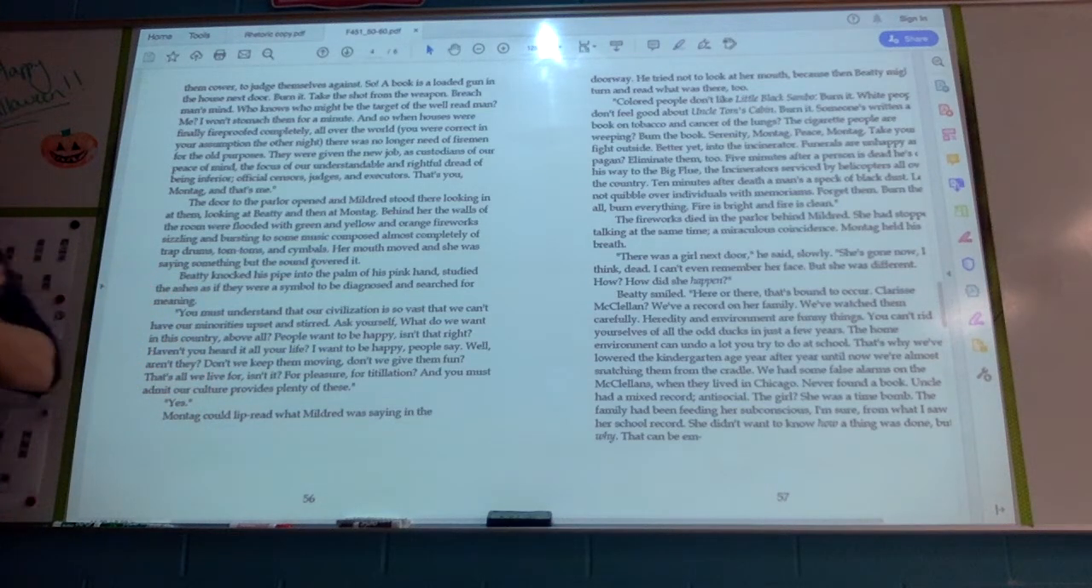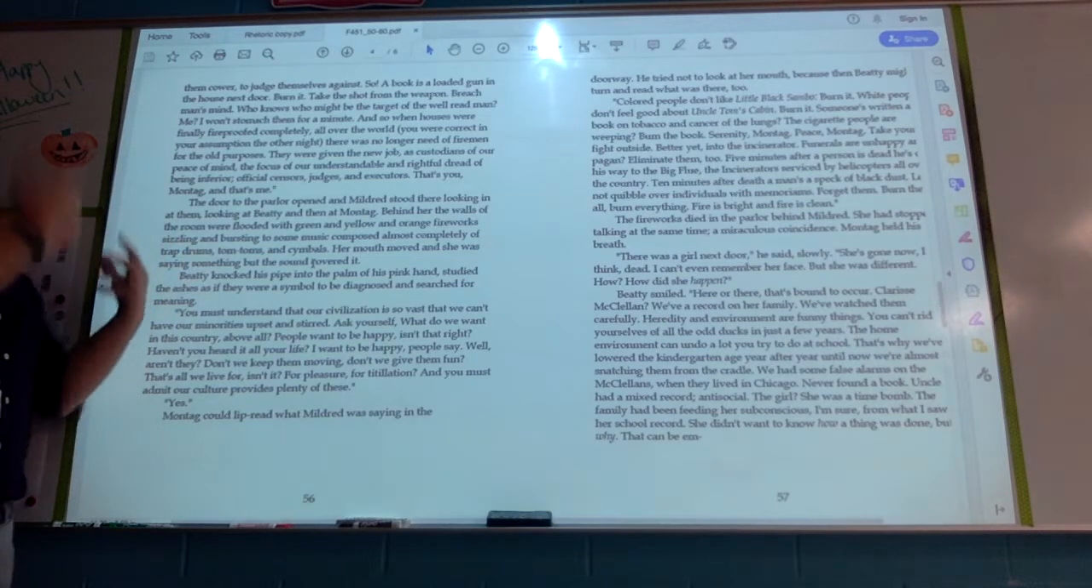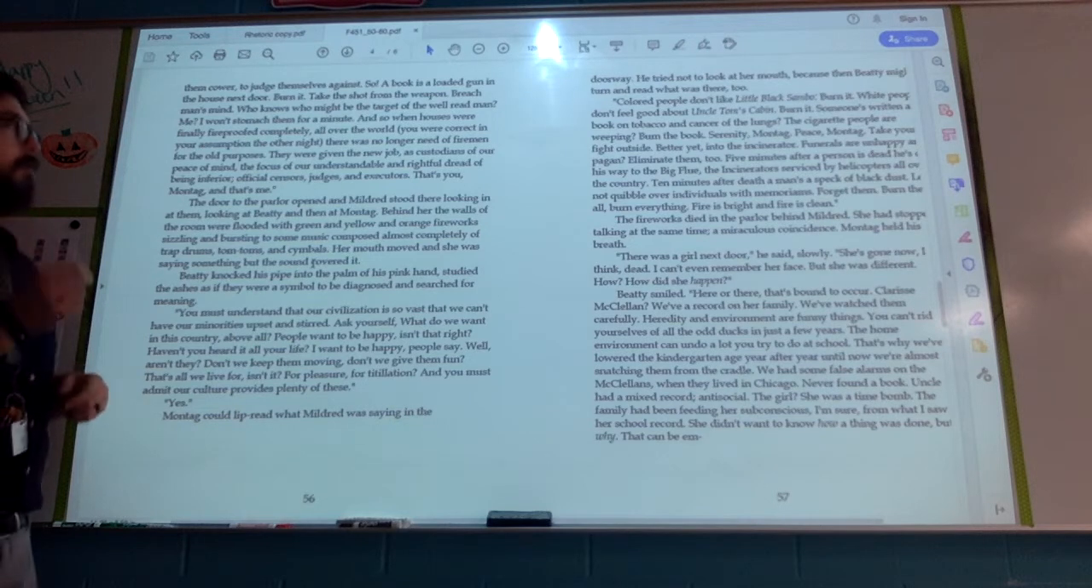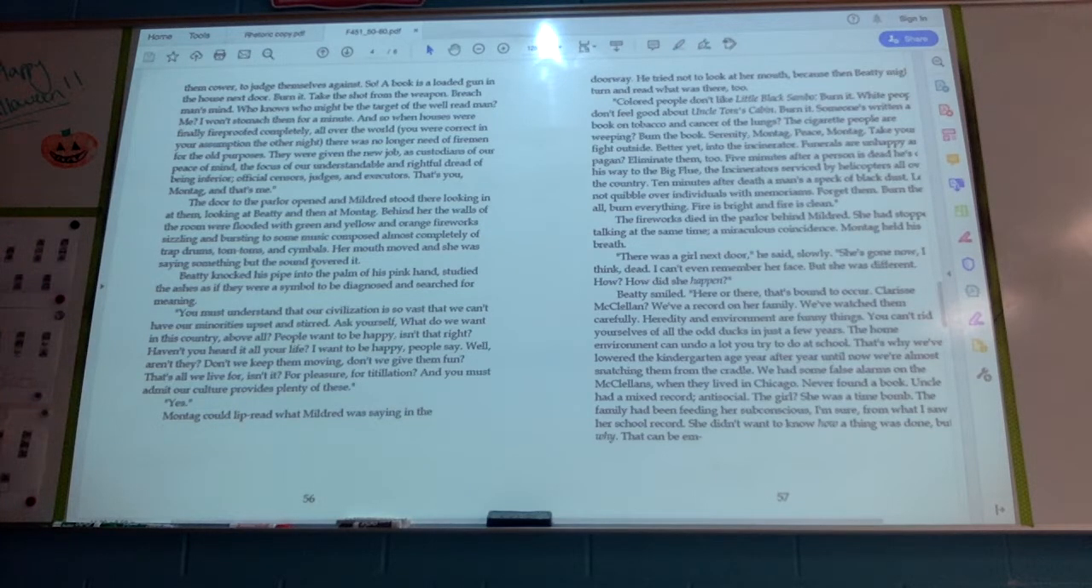No mountains to cower, to judge themselves against. So a book is a loaded gun in the house next door. Burn it. Take the shot from the weapon. Breach man's mind. Who knows who might be the target of the well-read man? Me? I won't stomach them for a minute. And so when houses were finally fireproof completely all over the world, you were correct in your assumption the other night. There was no longer need of firemen for the old purposes. They were given the new job as custodians of our peace of mind. The focus of our understandable and rightful dread of being inferior. Official censors, judges, and executors. That's you, Montag, and that's me.